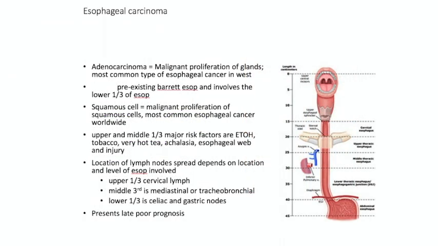Okay, so let's just take a quick look at esophageal carcinoma. So we have a couple different types. We have adenocarcinoma. We have squamous cell carcinoma. So adeno, remember, is going to be related to glands, right? So adenocarcinoma is going to be a glandular carcinoma. If we have squamous cell, then it's going to be related to the squamous cell layers.